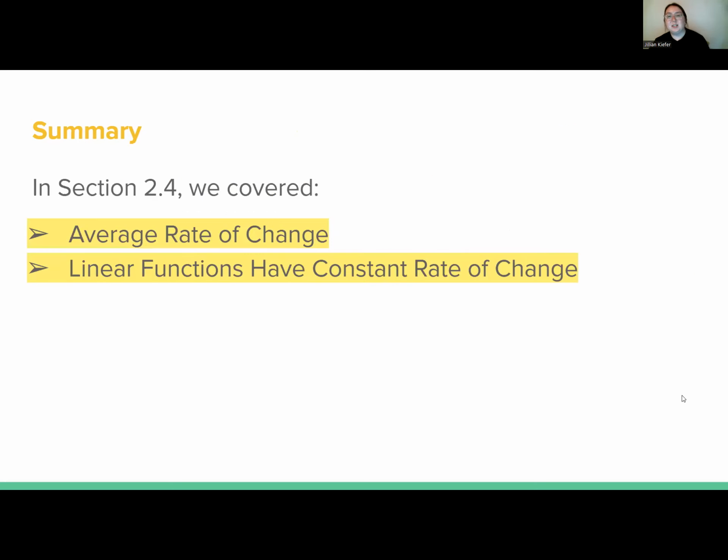But all right, that wraps up section 2.4. So in summary, in section 2.4, we covered average rate of change and that linear functions have constant rate of change. So all right, that wrapped up our section 2.4, and I'll see you in the next one.